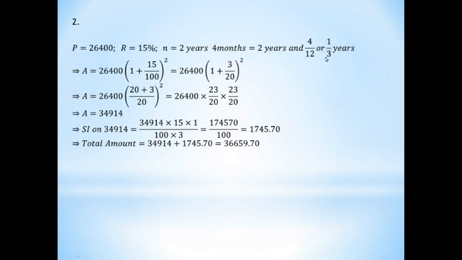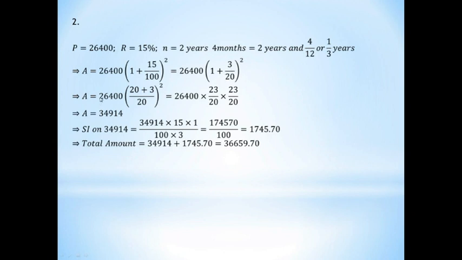Just like how we have done in question number 1b, we are going to find out the amount for 2 years first, then calculate the interest for 1 by 3 years again. So here we have A equal to 26,400 as a principal, (1 plus 15 by 100) to the power 2. Here only 2 years we are going to take first of all. If you simplify this, with 5 this is 3 times, with 5 this is 20 times. Then we have 1 plus 3 by 20 to the power 2.